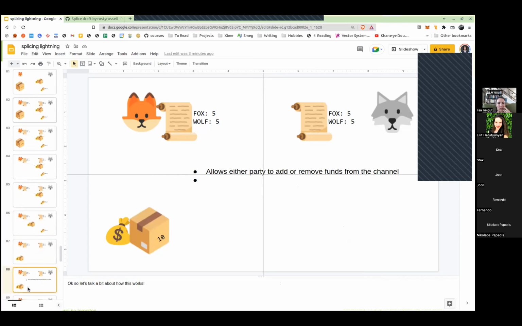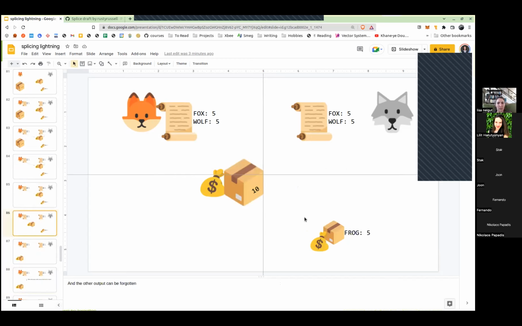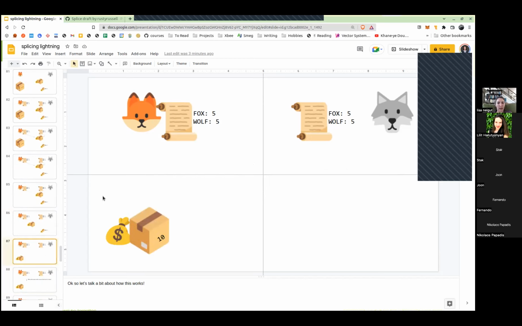So just a quick overview, I think. Splicing is pretty cool because it allows either party to add or remove funds. We just talked about the remove case in this example, but one party could also bring their own funds. So for example, we could add funds instead. So we could have like a little add funds output that got added.